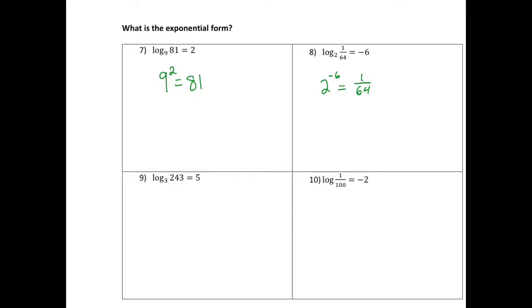Right? On number 9, again, my base is 3, my exponent is 5, that equals 243. On number 10, again, as you can see, I don't have a base there. So that means that my base is 10. Negative 2 equals 1 over 100. And I have all of them in exponential form.